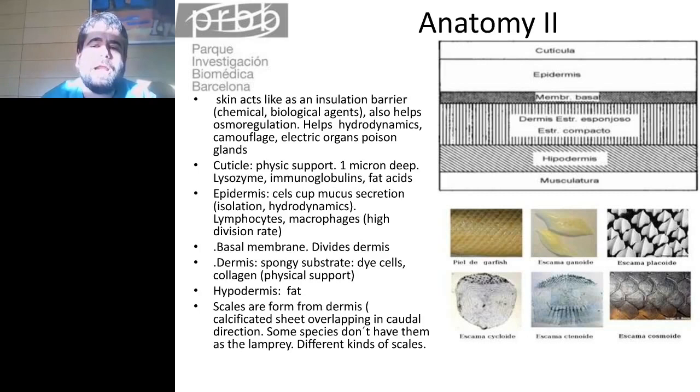So we have to take into account the special skin if we are going to handle the fish, because we can remove this mucus that is really harmful for them, and also remove the scales. So we have to take this into account and try to use wet materials, gloves, and also the proper net.